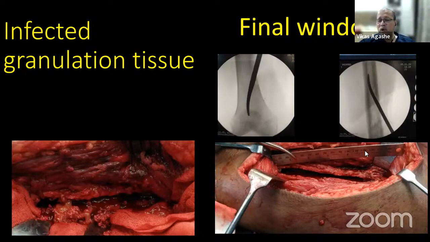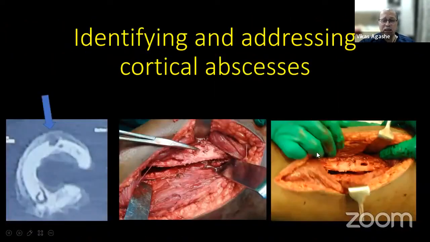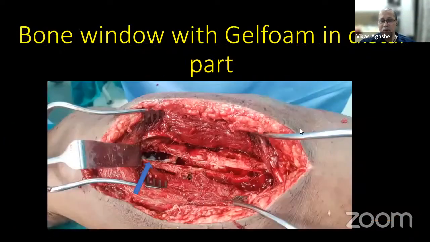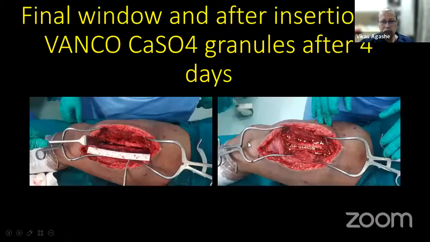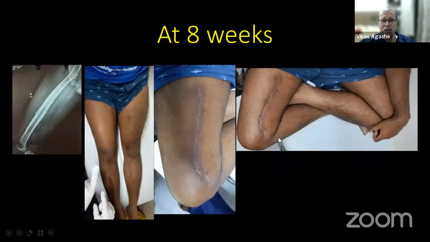That's the size of the window, almost 10 centimeters or so, more than that. And this is what I've been talking about again and again. You can see, unless you open the periosteum, you will miss these. So keep checking where these intracortical abscesses are. The inner ones you would be able to scrape through your window, but these outer ones you need to explore from outside and scrape. So this is finally the window, that's the gelfoam that I have put in. This is the size of the window, which is almost 12 or 13 centimeters. That's Vanco granules we have put in on the 4th day. And this is at 8 weeks.